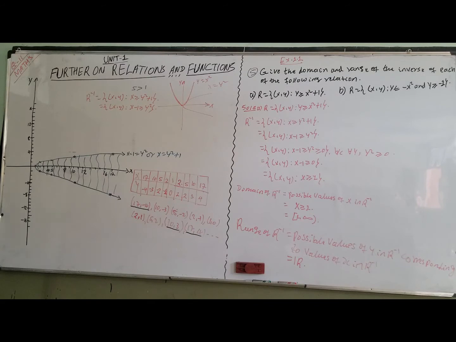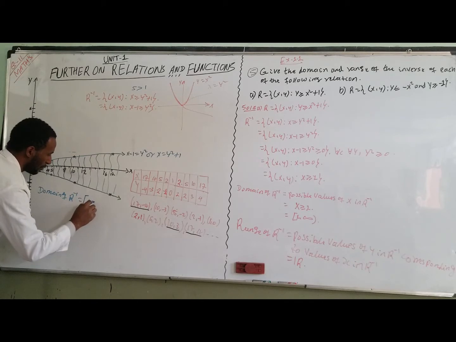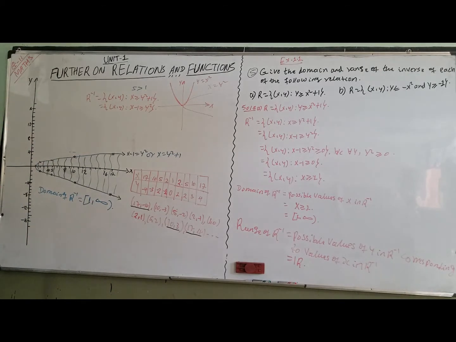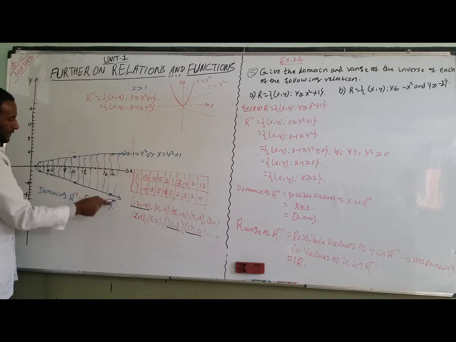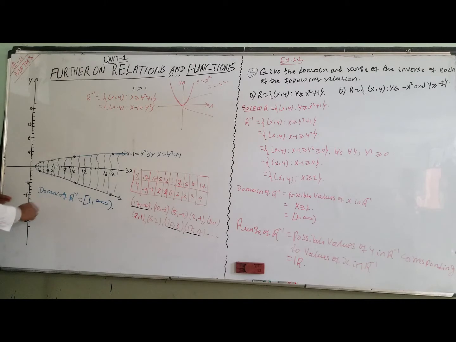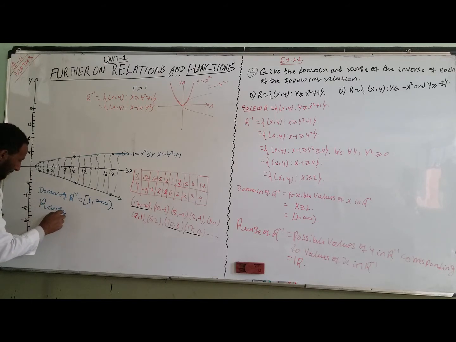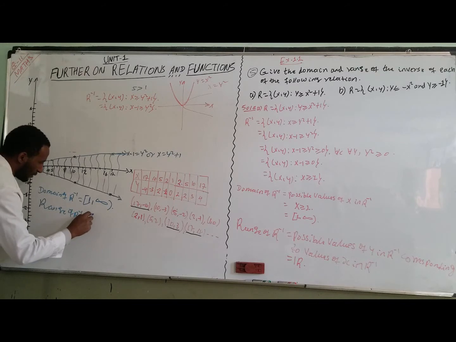Then when we find the domain of this R inverse, we check by the vertical line test. The vertical line test gets this region from 1 up to positive infinity. Therefore, the domain is 1 up to positive infinity. When we find the range, we have to check by the horizontal line test. The horizontal line test can get this region. This region goes up and goes downward. Therefore, any horizontal line we take gets this region. Therefore, the range of R inverse is all real numbers.